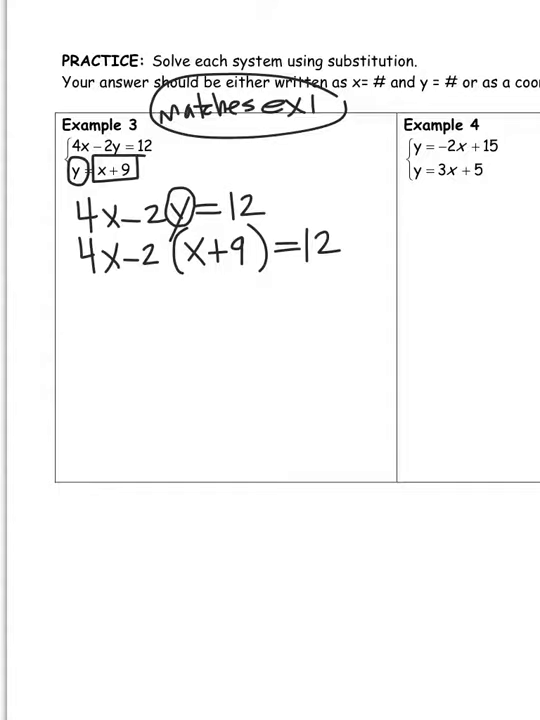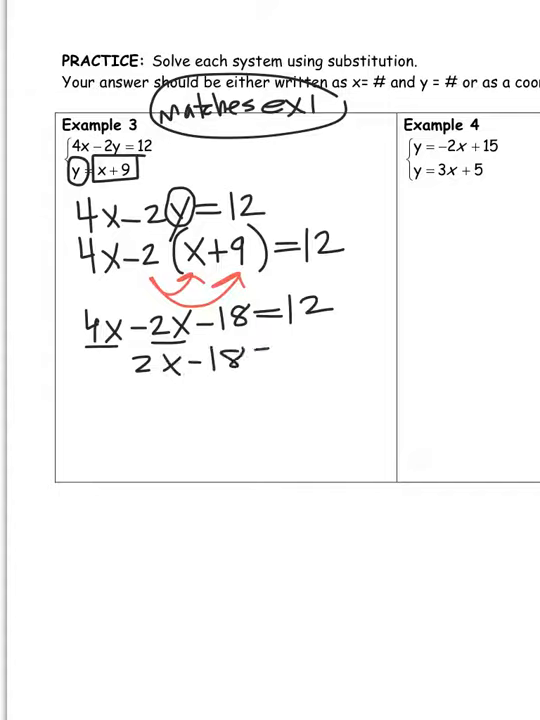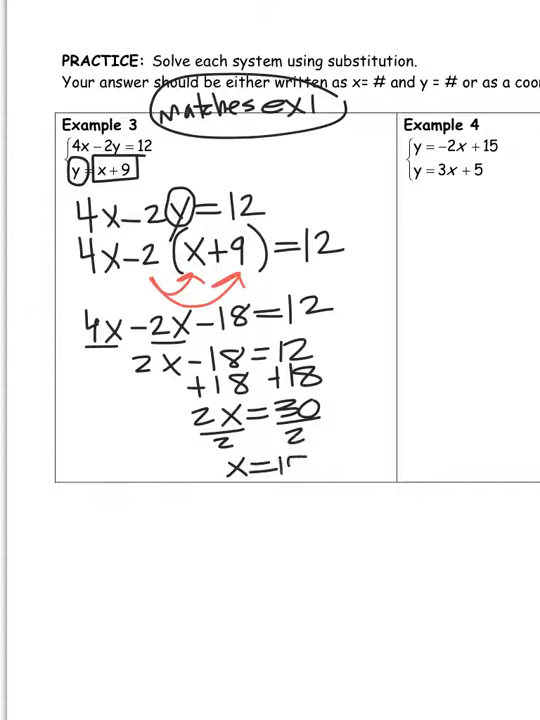It looks like in this equation, same as last, I have to distribute. When I distribute, I get 4x minus 2x, careful with positives and negatives, minus 18 equals 12. Like terms here, 4x minus 2x is 2x, minus 18 equals 12. Add 18 to both sides. 2x equals 30. Divide by 2, and I get x equals 15.